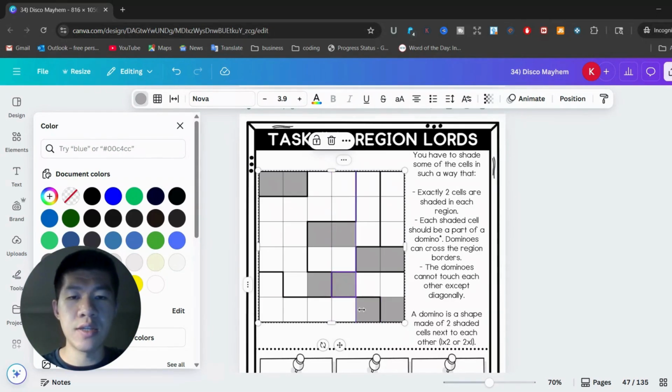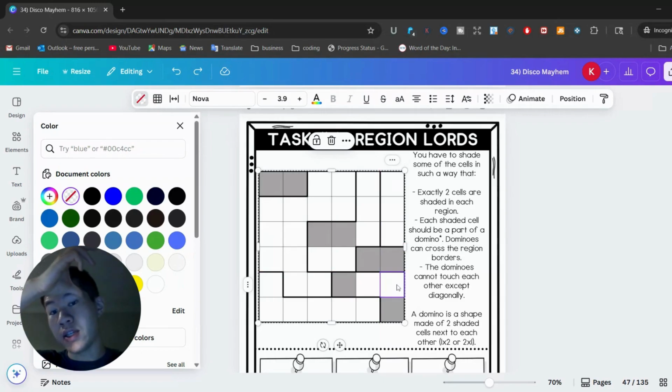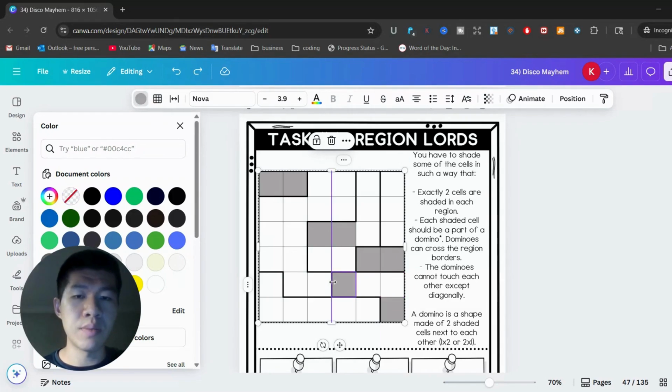So if I go back here, if I shade in these two right here, I can't shade in this and I can't shade in this, because if I shade in this, it's adjacent to this shaded cell. If I shade in this, it's adjacent to this shaded cell. So logically speaking, the only place I can shade right now is this block and this block, and these have to be a 2 by 1. So that's why it works that way.